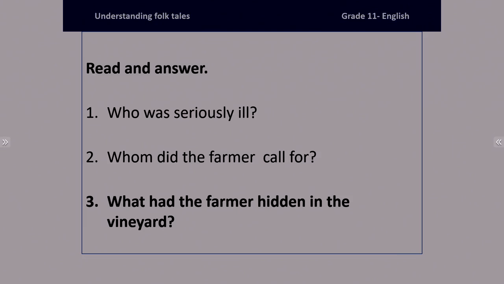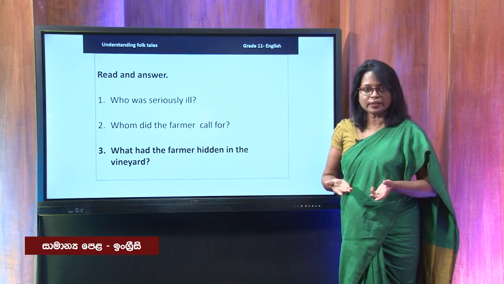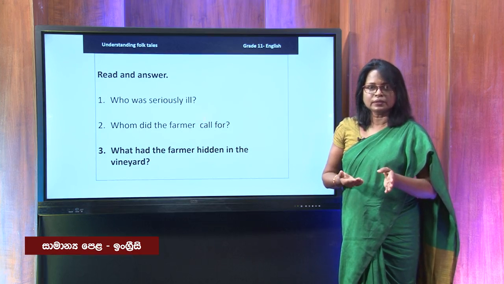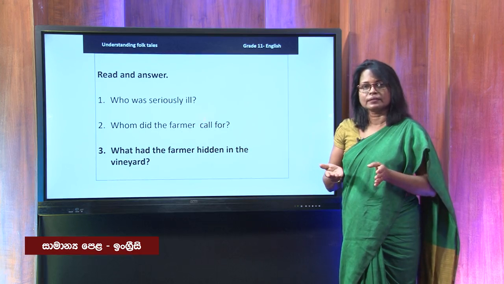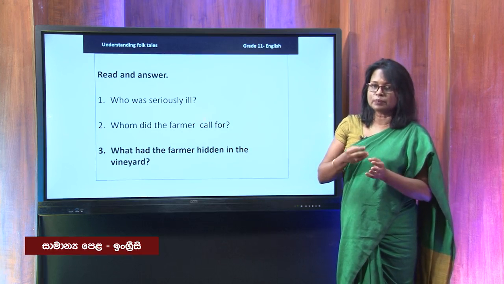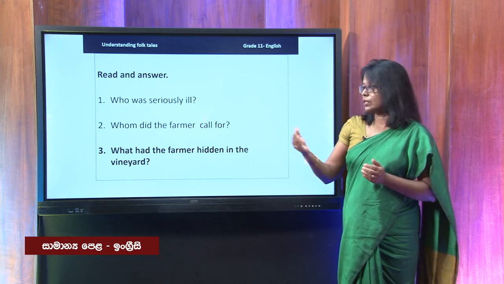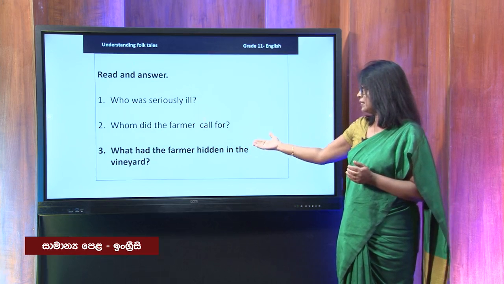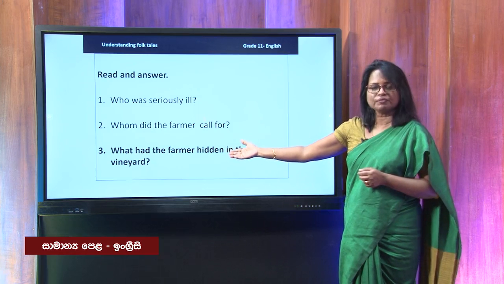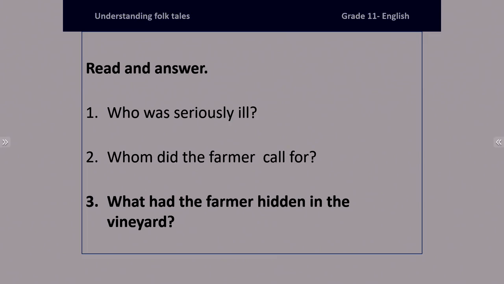What had the farmer hidden in the vineyard? Now children, do you know the meaning of this word hidden? What is meant by the word hidden? It's the past participle of the word hide. Hide, hid, hidden. Hide is to keep something somewhere so that the other people can't find it. So now here, what had the farmer hidden in the vineyard? Could you find the answer? Let's check.